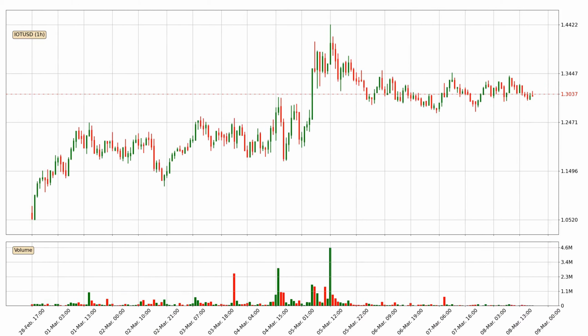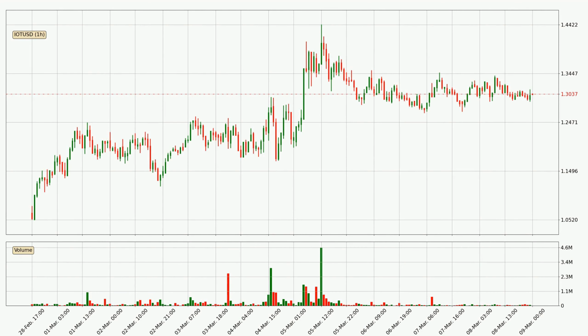Let's get started. Today, find out how the price of IOTA has changed and what the technical indicators SMA, EMA and stochastic RSI show. If you are unfamiliar with the indicators, check out the explanation videos below. By taking a closer look at the hourly time frame for IOTA, the price went down only slightly by about 1.3% in the last 24 hours and has a current price of 1.3.